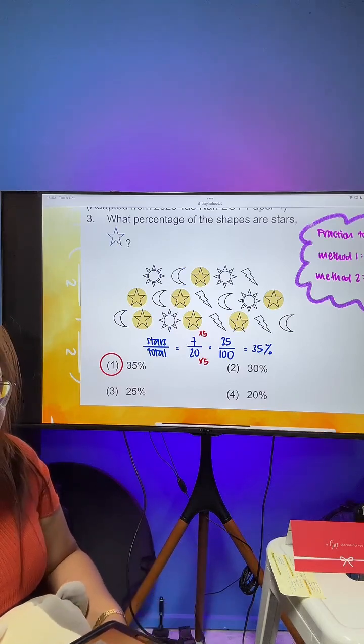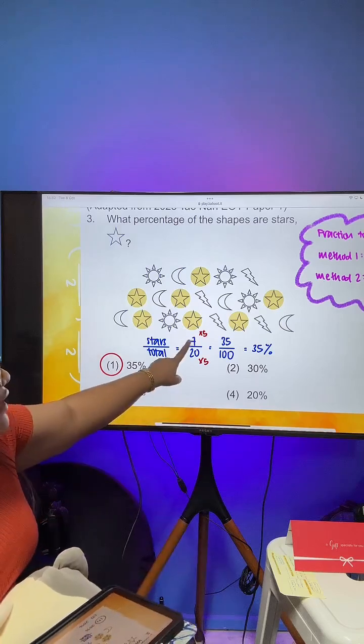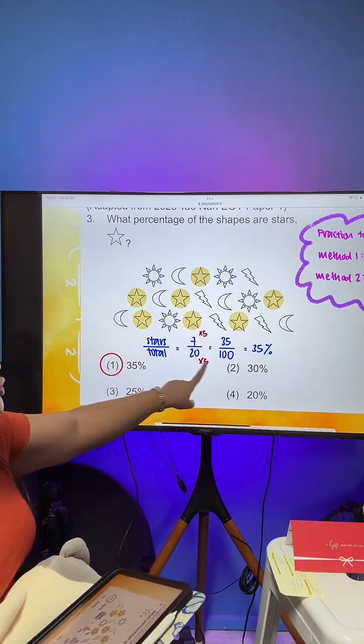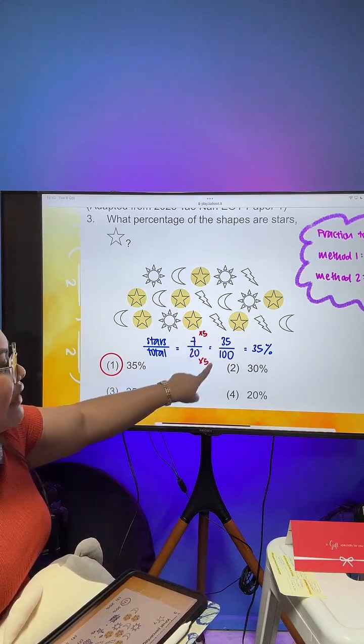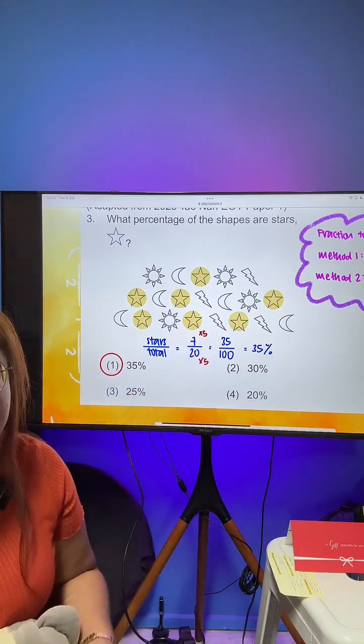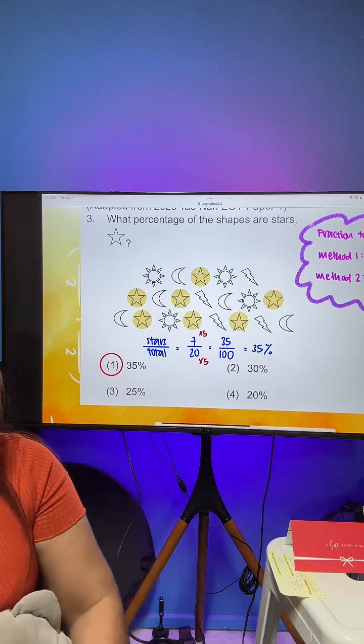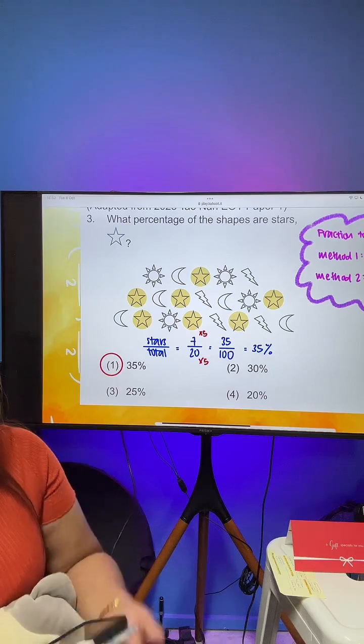So, 35% is the answer. So, 7 stars out of 20 shapes in total, convert into out of 100. That will be times 5 times 5. That's how we get 35 out of 100, which is 35%. Okay? Alright.